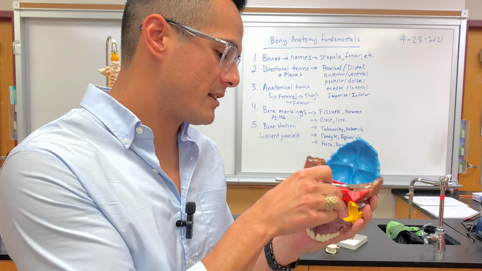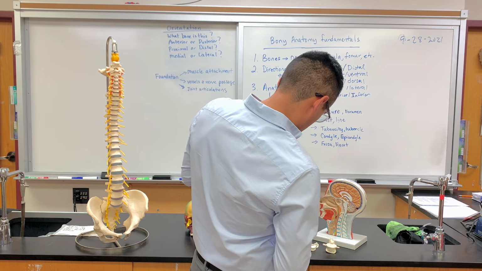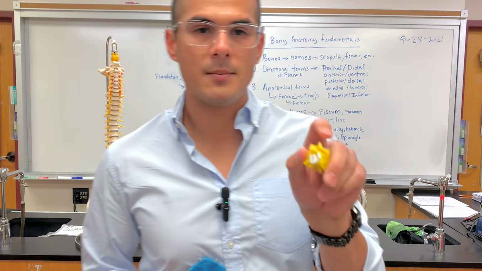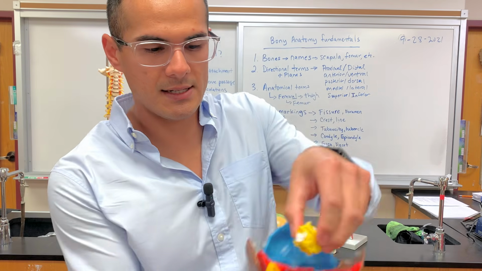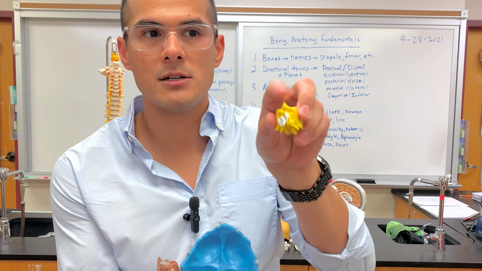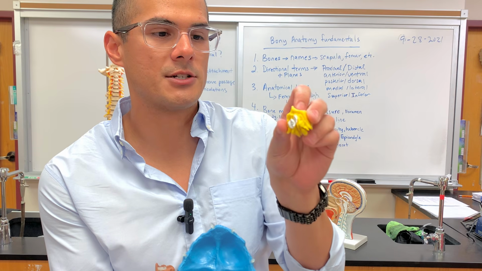And so if I take the ethmoid bone out, this part that's here at the top, it sits in there like this. And so that's what's known as the crista galli. So the crista galli is a part where the dura mater will attach to.